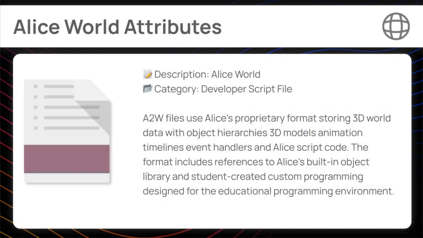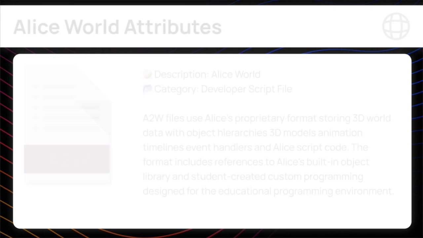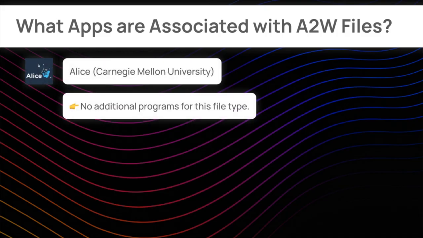A2W files use Alice's proprietary format, storing 3D world data with object hierarchies, 3D models, animation timelines, event handlers, and Alice script code. The format includes references to Alice's built-in object library and student-created custom programming designed for the educational programming environment. This proprietary format is best opened by Alice from Carnegie Mellon University for the A2W type.